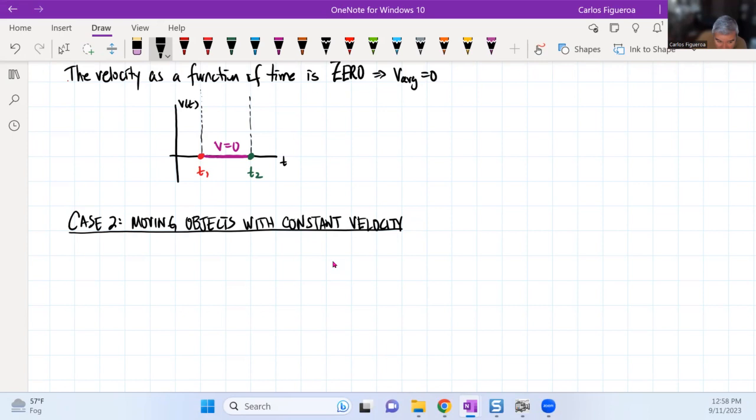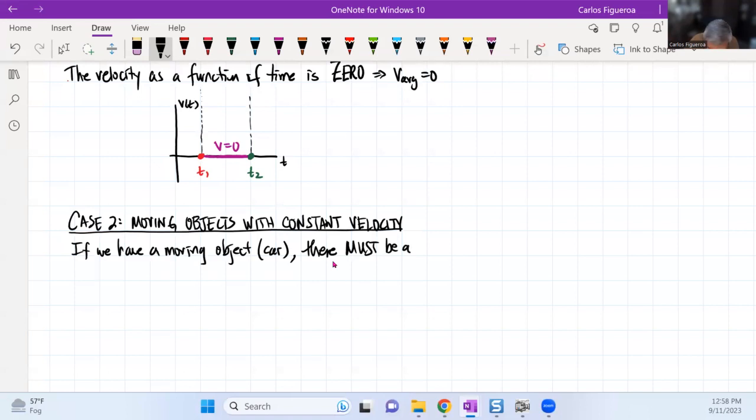So if we look at this in the language of the line, we could say that if we have a moving object, I don't know, what about a moving car? Or we could have a person running. There must be a change in displacement.